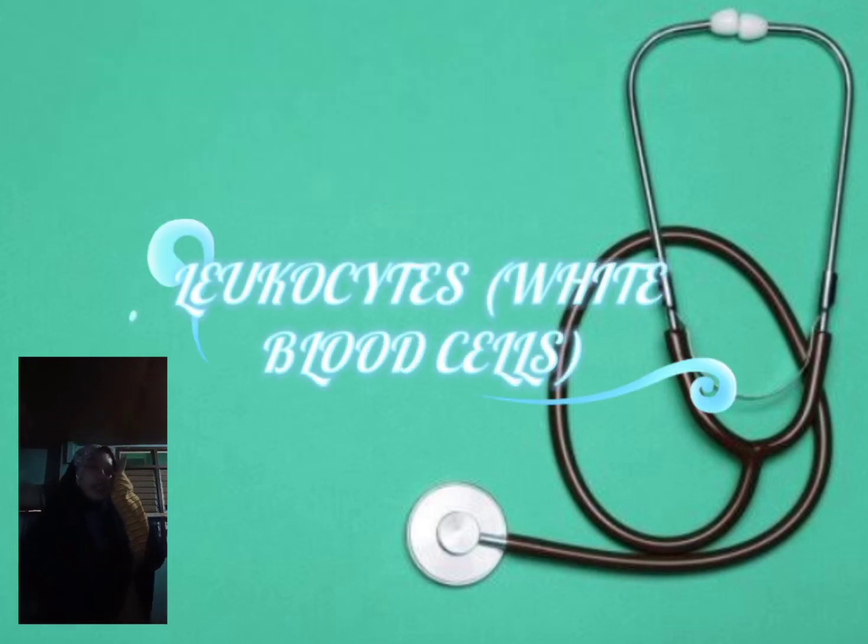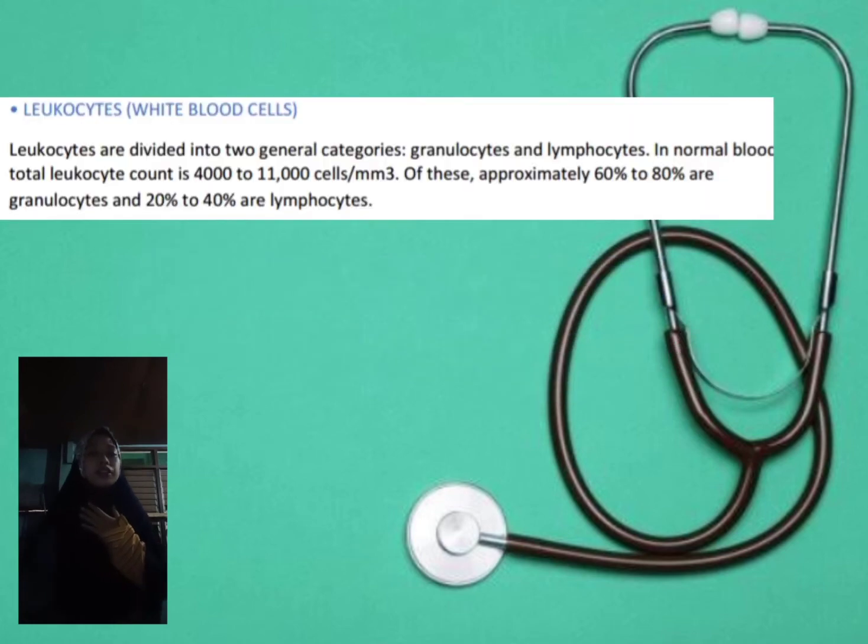For the leukocytes, they are divided into two general categories, which are the granulocytes and lymphocytes. In normal blood, the total leukocyte count is 4,000 to 11,000 cells per mm3. Of these, approximately 60% to 80% are granulocytes and 20% to 40% are lymphocytes.